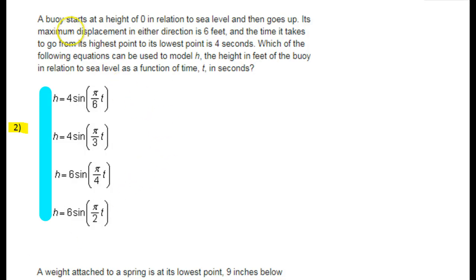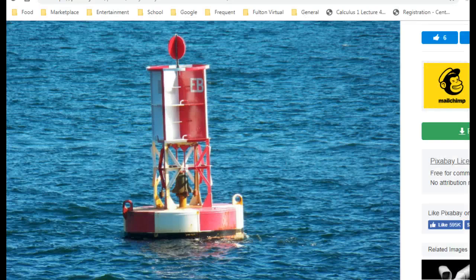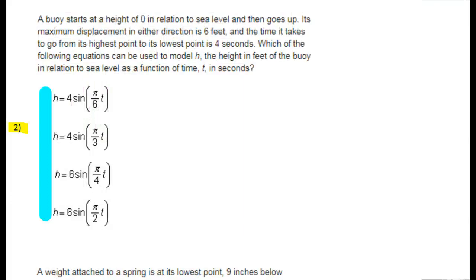This problem is about a buoy. A buoy is an item that floats on the water, a device that floats on the water for various purposes. So anyway, a buoy starts at a height of 0 in relation to sea level and then goes up.